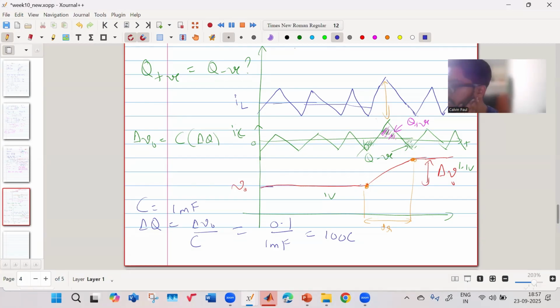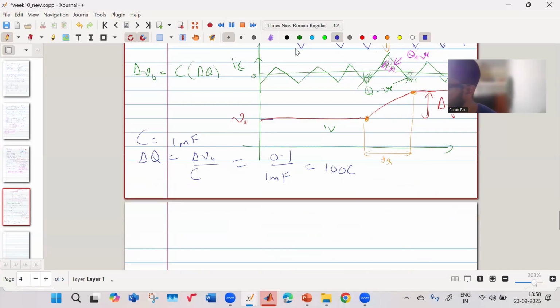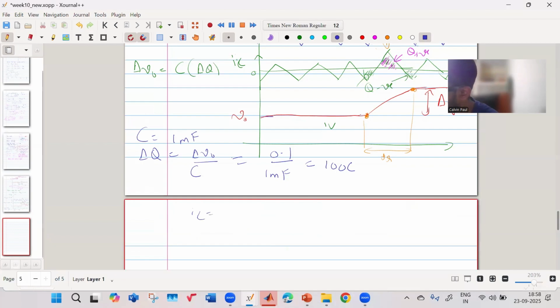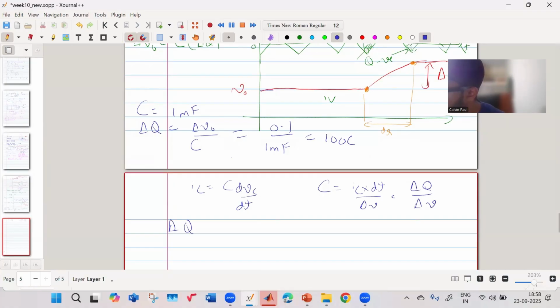Okay, so C is equal to... no, let me say that one more time. C into delta V should be delta Q, right? Yeah, that's what I was confused about. Yeah, that's the issue. So you have IC is equal to C dVc by dt. So your C is equal to IC into dt upon delta V. So this is equal to your delta Q by delta V. So your delta Q is equal to C into delta V, right?